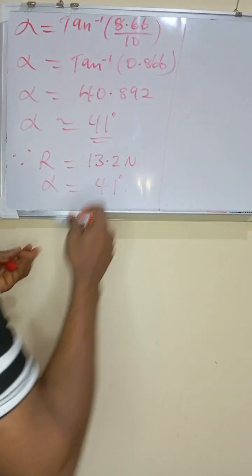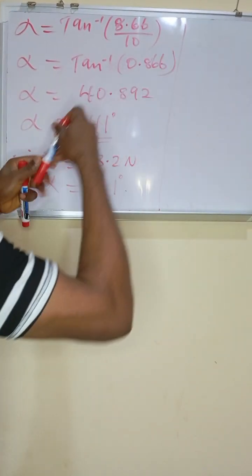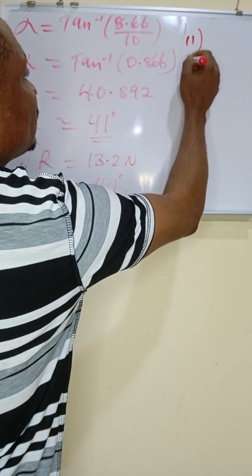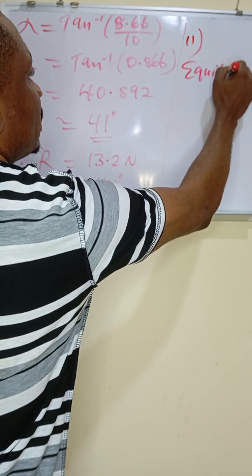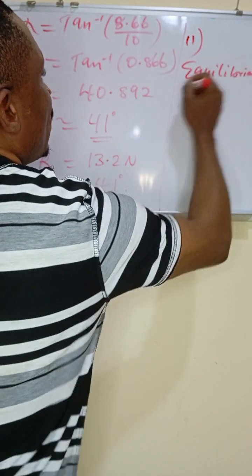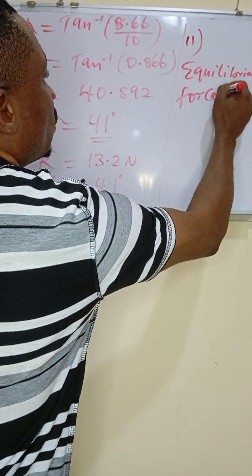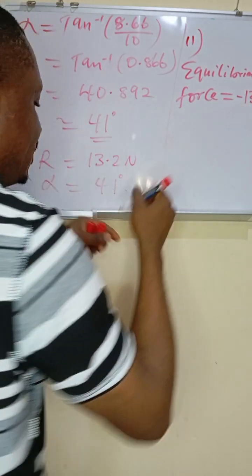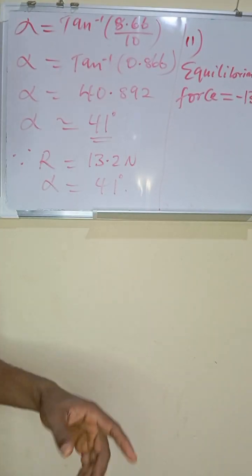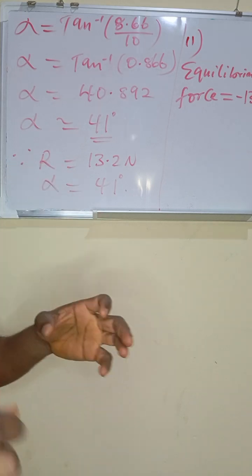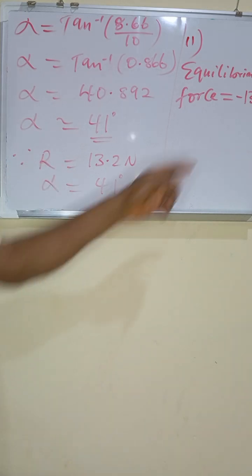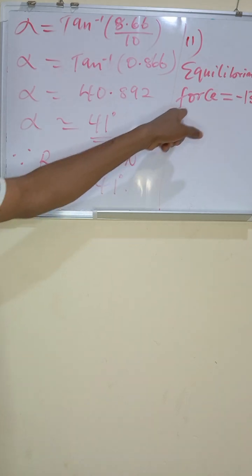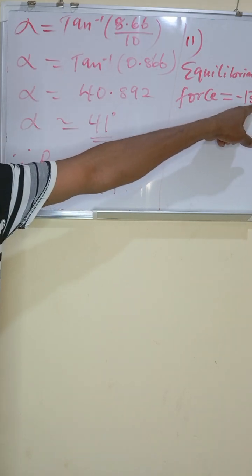Then the equilibriant force. The second one is to find the equilibriant force. The equilibriant force will now be equal to minus 13.2 Newton. Remember, I told you that the equilibriant force is equal to the resultant force but acting in the opposite direction. So if the resultant force is 13.2 Newton, then the equilibriant force will be minus 13.2.